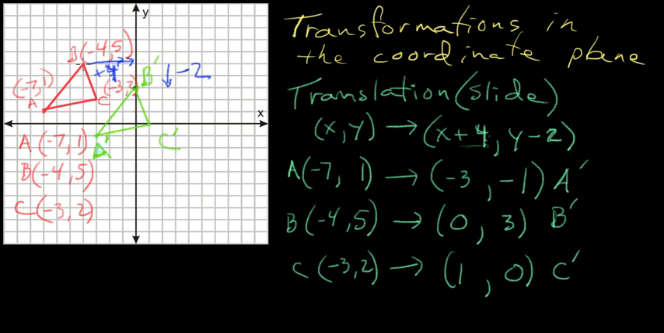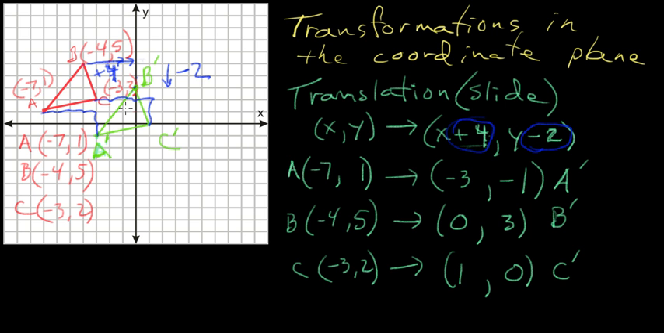So we took B and we went 1, 2, 3, 4, 1, 2. We took C and we went 1, 2, 3, 4, 1, 2. And we took A and we went 1, 2, 3, 4, and 1, 2. You see, each one of these points was taken 4 units to the right and 2 units down. And that's what we have here, 4 units to the right and 2 units down.